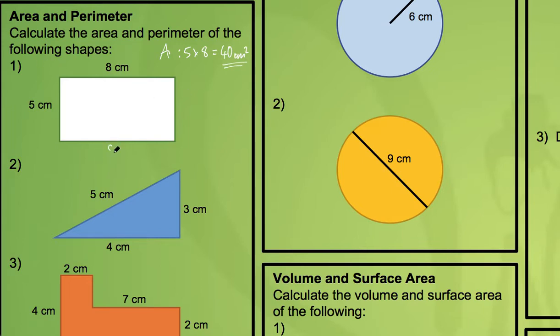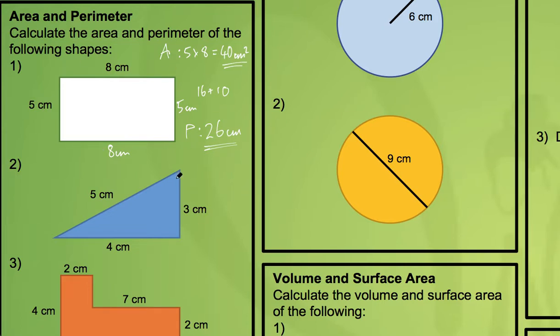Always put the correct units in. Perimeter, it's all the sides added together, so I need to remember that there are those to include. 8 plus 8 is 16, 5 plus 5 is 10, so 16 plus 10 for the perimeter is 26 centimeters. Not squared, just a straight line added together, 26 centimeters.